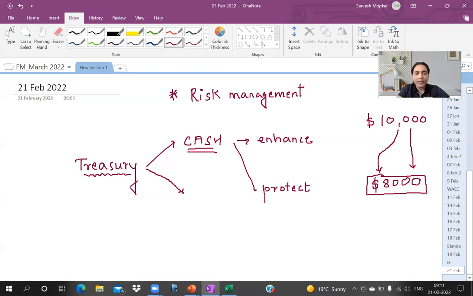Makes sense? Okay. Now, whatever I do to avoid this happening is called treasury management. And within treasury management, when it comes to protecting your cash, the protection element of treasury management is called risk management.